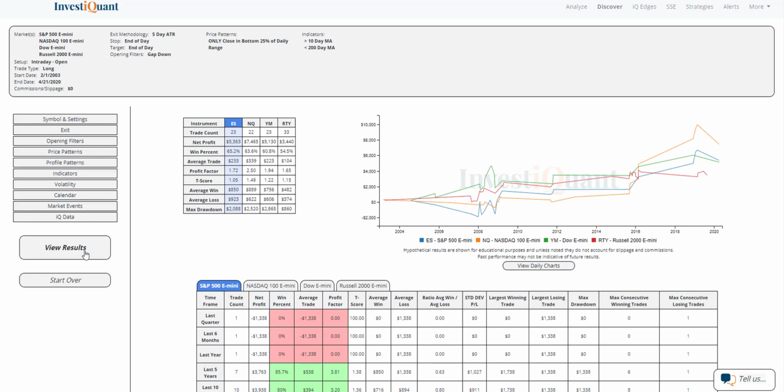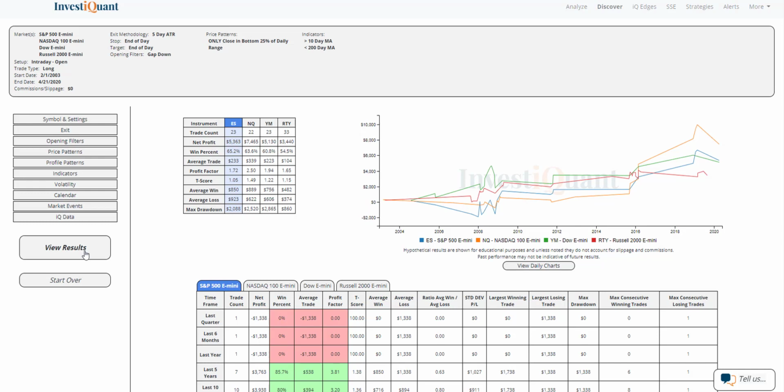And here we go. Now, just to be clear, this pattern is true today for the ES and the YM. The NASDAQ is not meeting the indicators. It is above the 200, and the Russell did not quite close in the bottom 25% of its range. So this is only true for the ES and YM today, but I wanted to go ahead and run it on all of them just to show them to you.